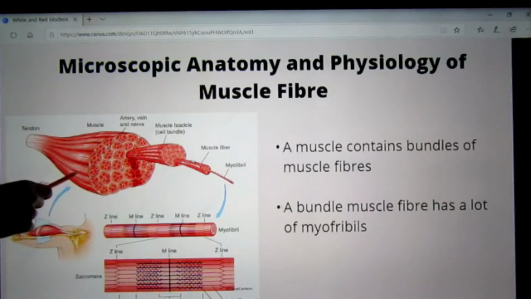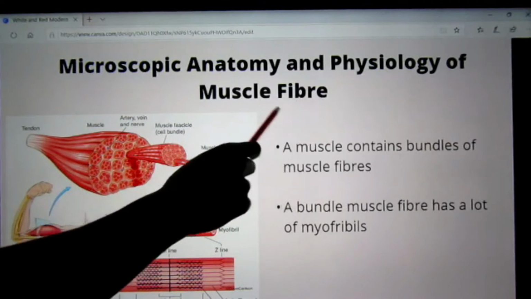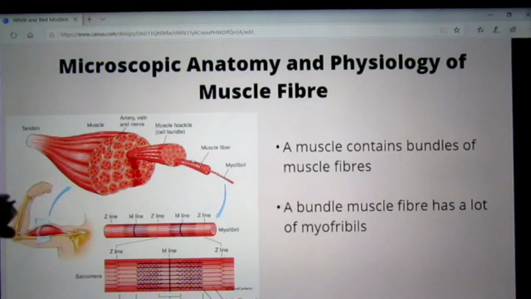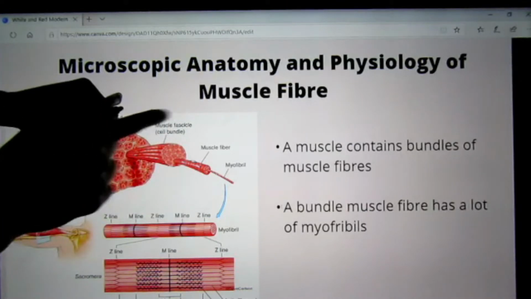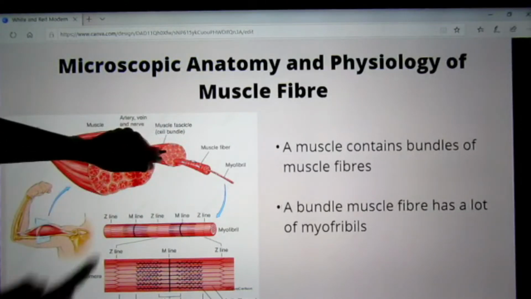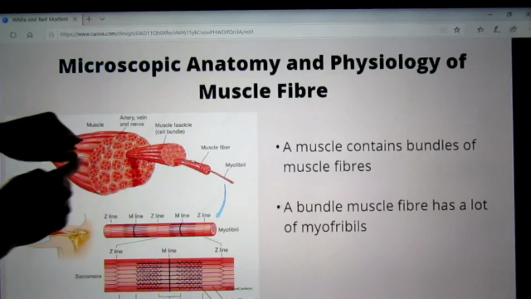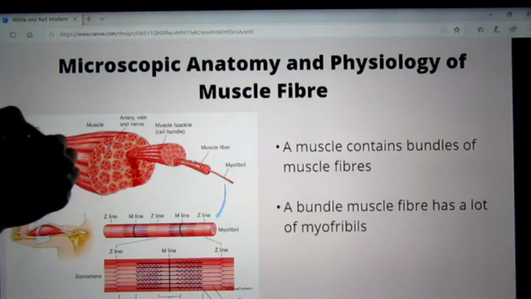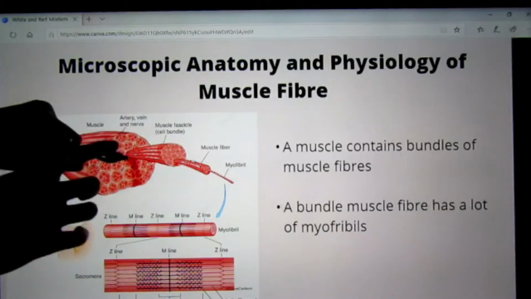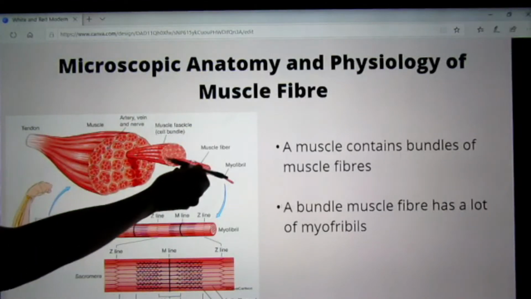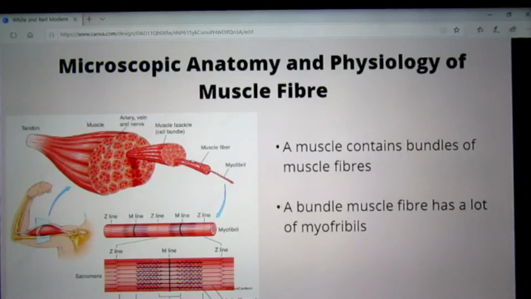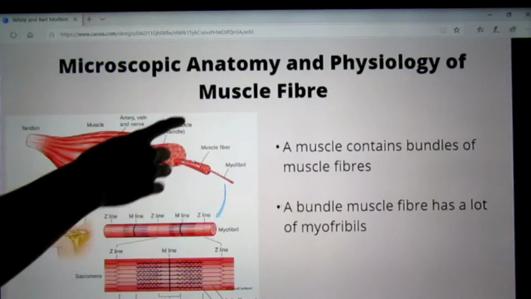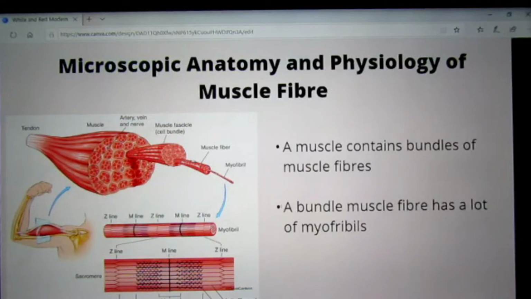Okay, this is our muscle. A muscle contains bundles of muscle fibers. So in our muscle, we have a lot of bundles of muscle fiber. Imagine this is one bundle of muscle fiber, which is like this here. And one bundle of muscle fiber has a lot of muscle fibers. So in every muscle fiber, we have the smaller structure, which is called myofibril. Then, what we are going to see today is the myofibril. Let's get a closer look.